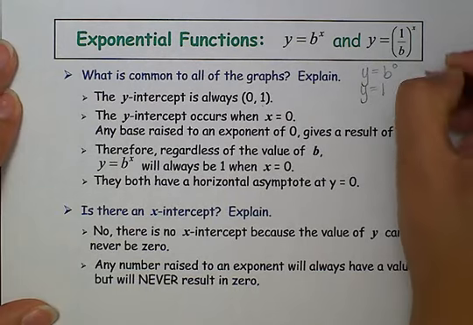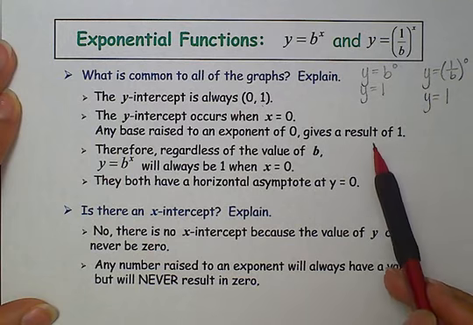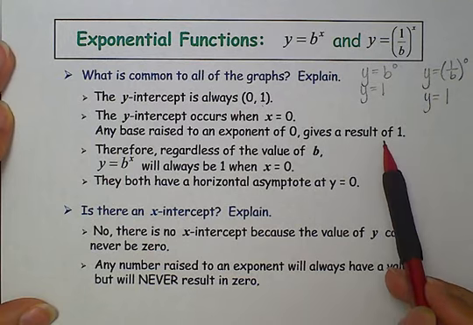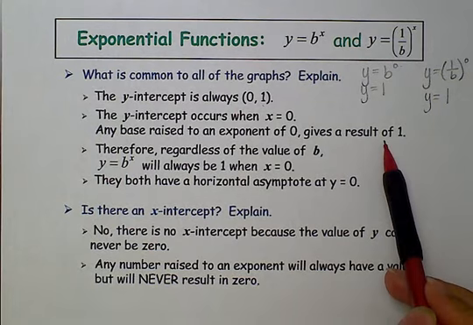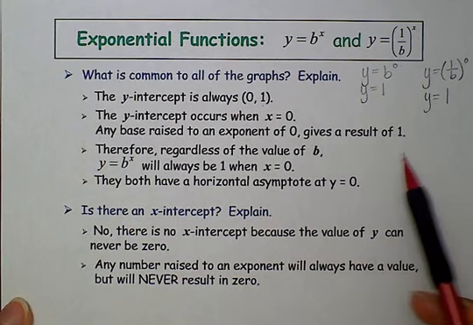Same idea for the next one. If I plug in 0 for my exponent of x, then any base to an exponent of 0 gives me 1. And so that's why the y-intercept is still (0, 1). Okay, the y-intercept occurs when x is equal to 0. Any base raised to an exponent of 0 gives a result of 1. So we just talked about that. Therefore, regardless of what the value of b is, y equals b to the exponent x will always be 1 when x equals 0.